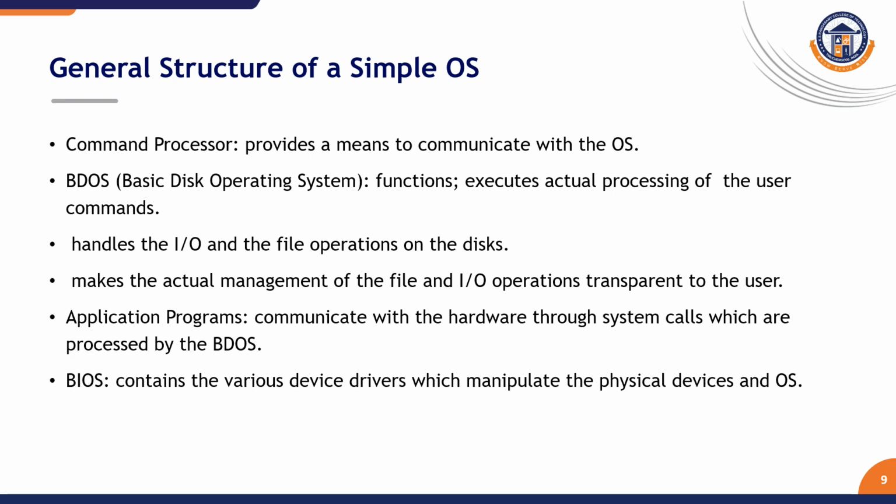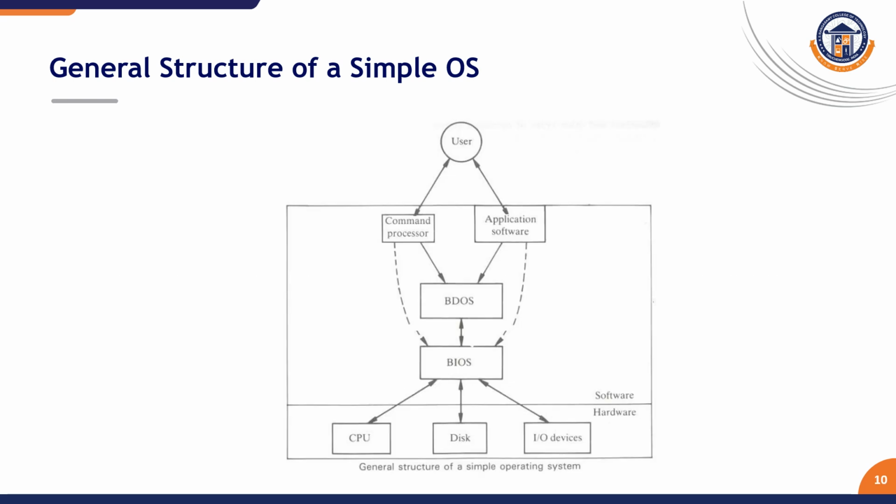Right. The command processor provides a means to communicate with the OS, and BDOS, the basic disk operating system, executes all actual processing of the user commands and handles the I/O and file operations on the system, making the actual management of files and I/O operations transparent to the user. Then application programs communicate with hardware through system calls, which are processed by the BDOS and BIOS. BIOS consists of various device drivers which manipulate the physical devices.